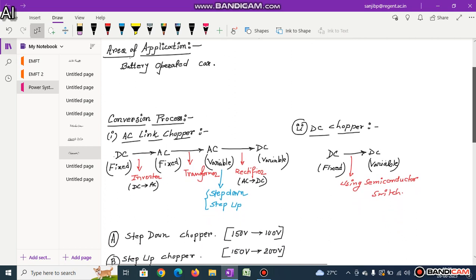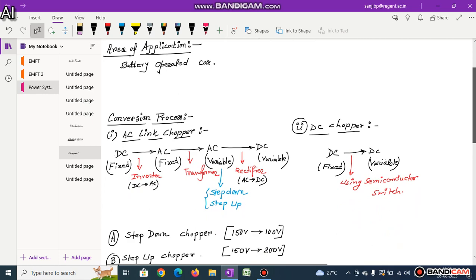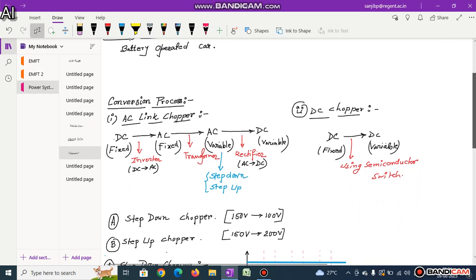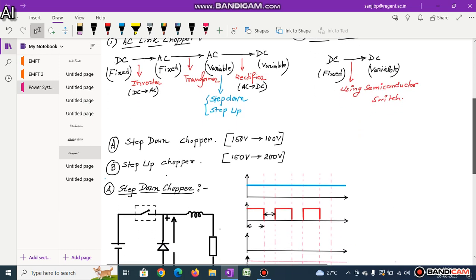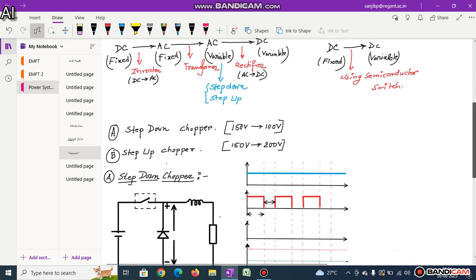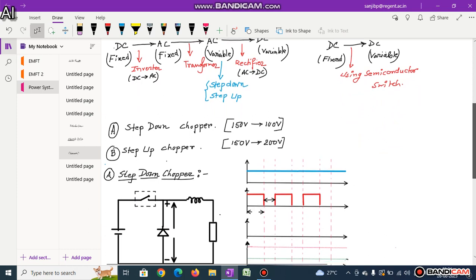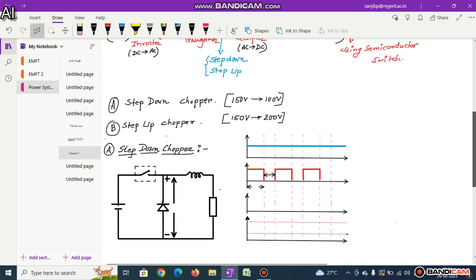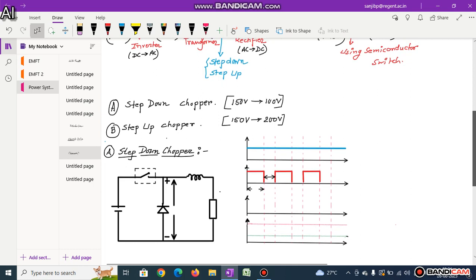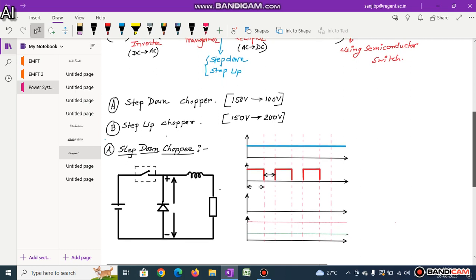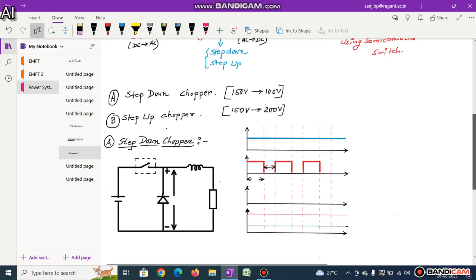Before the classifications, we have already discussed AC link chopper, DC chopper, and the last one, the step down chopper and step up chopper. This is classified in two parts, step down and step up chopper. Step down means it will step down the voltage, so the voltage level will be less. As per the supply voltage is 150, it may be 100, not that it is always 100. For step up, 150 may become 200, not that it will be 200 all the time.